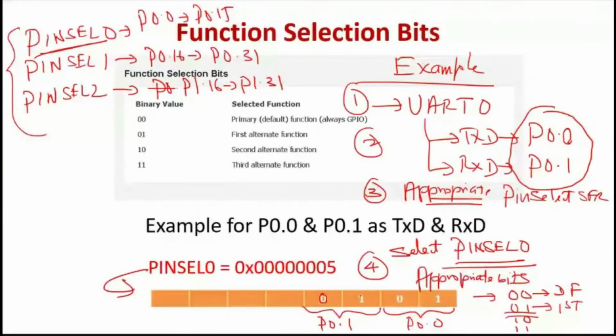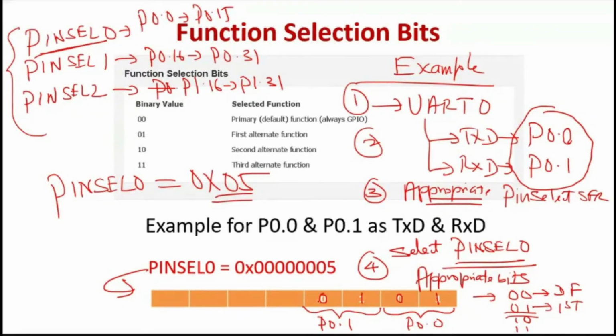So I write 0, 1 here. This is already 0, 1. Rest of the pins I am not bothered about. So what is the value I should write? Pin select 0 is equal to hexadecimal 0x05. If I put pin select 0 equal to hexadecimal 0x05, what does it mean? It is 0, 1, 0, 1.